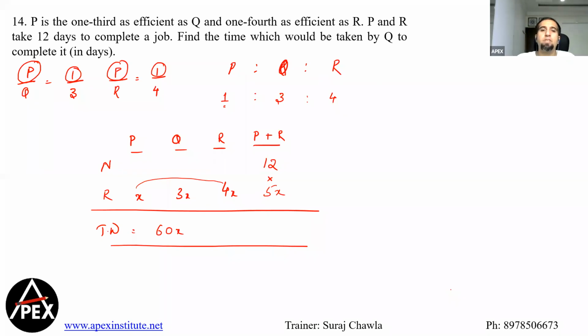If total job is equal to 60X units, now the question is asking us to find the time taken by Q. So time taken by Q becomes 60X divided by 3X. And therefore, Q alone would complete the work in 20 days. Is this point clear with all of us? Great, guys. Let's move forward.